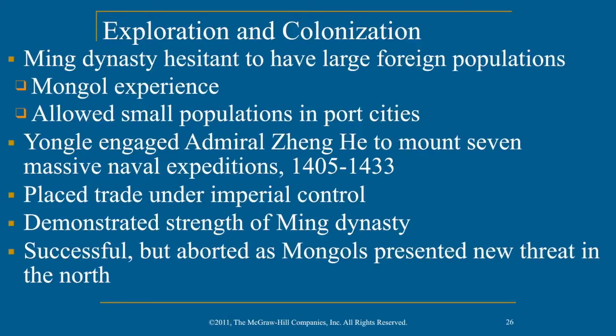Emperor Yongle engaged Admiral Zheng He to mount 7 massive naval expeditions between 1405 and 1433. Muslim eunuch Zheng He was told by the Emperor Yongle, hey, go out in the world, go see what's out there to trade, make us look awesome, go show the world what China is about. They placed trade under imperial control through this process. Emperor Yongle says, we are going to control the trade. Yeah, there are traders, but the government's going to be in charge of who gets a trade and why and yada yada.